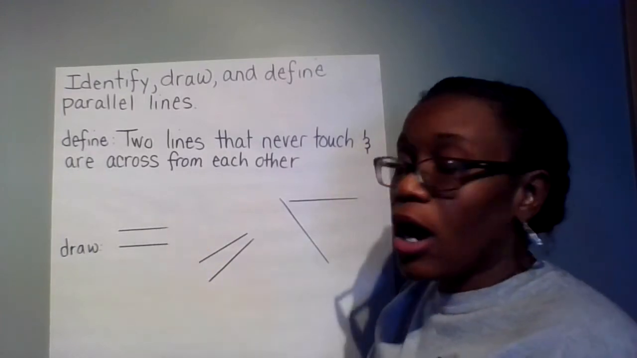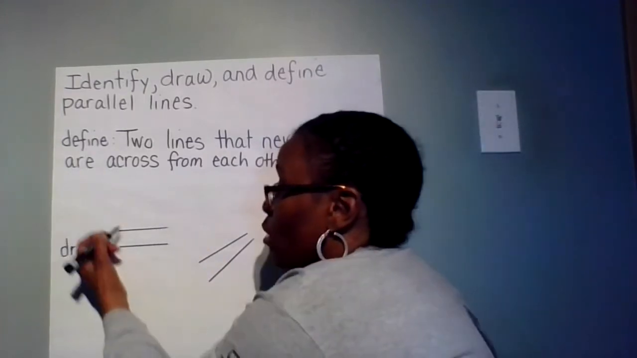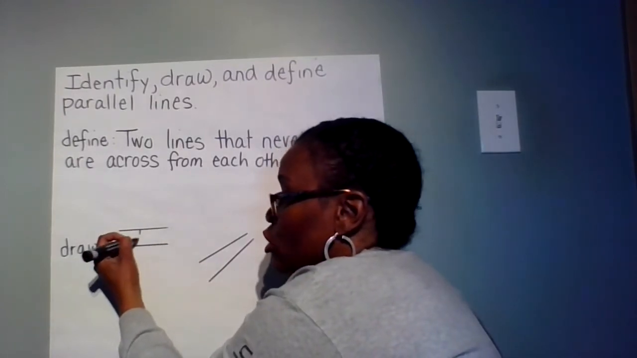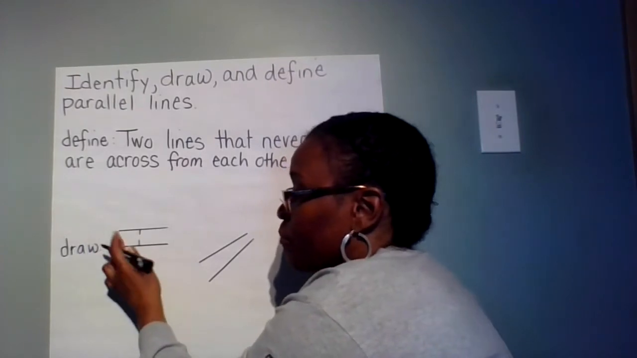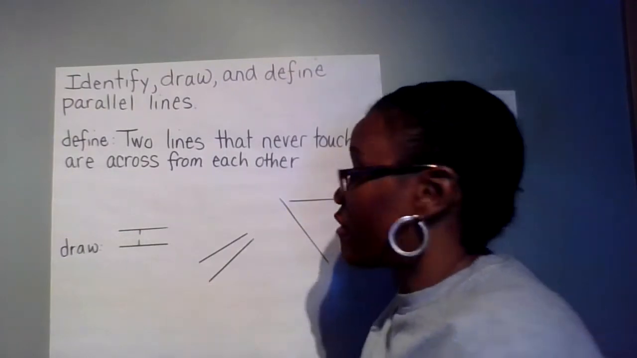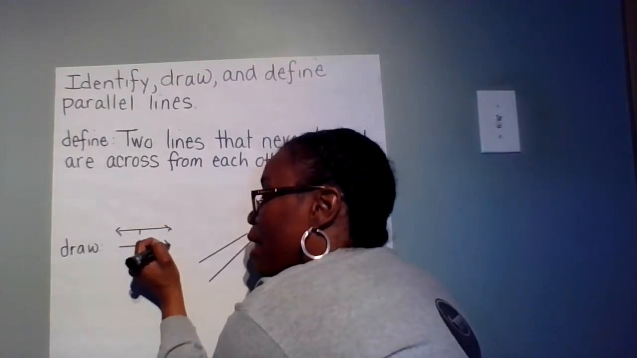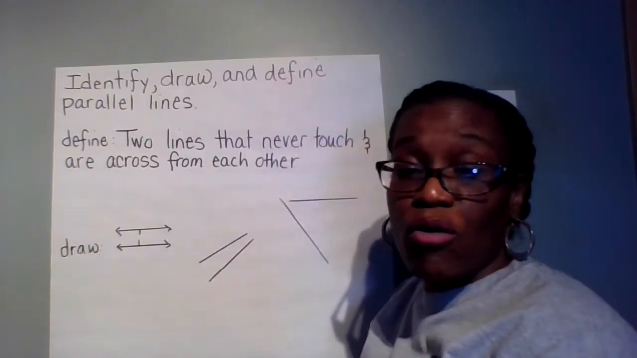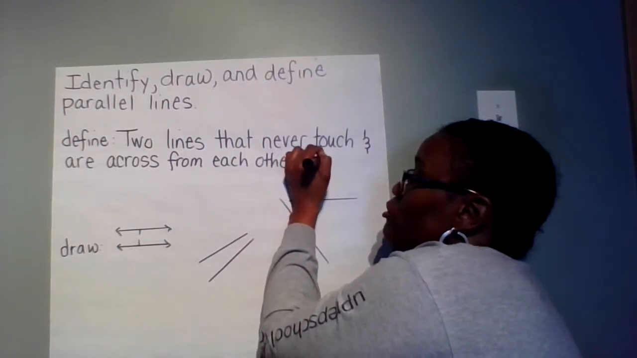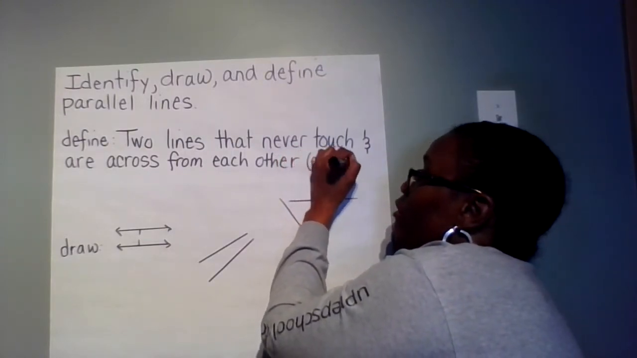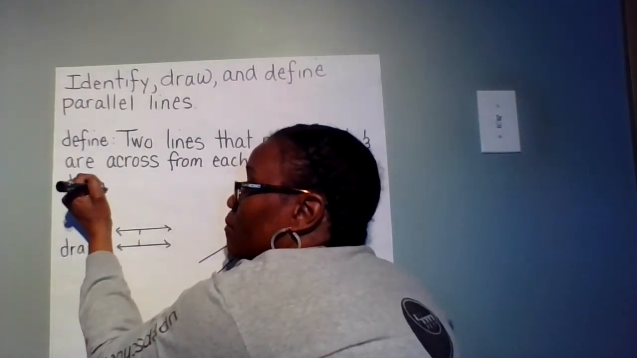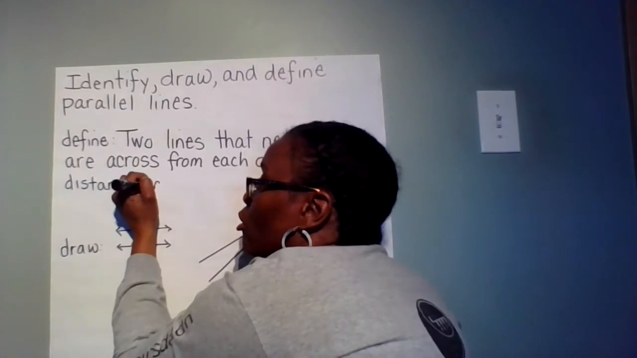So these are actually parallel. Our lines are right across from one another and equal in length. And if we were to extend these lines on forever and ever going in each direction, they would never cross because they're equally apart. So we're going to add that they're equally distanced apart.